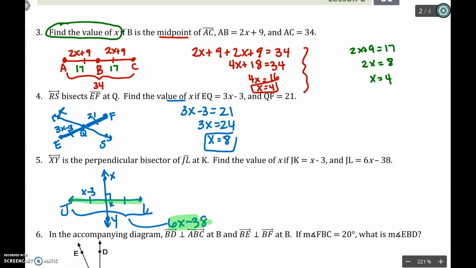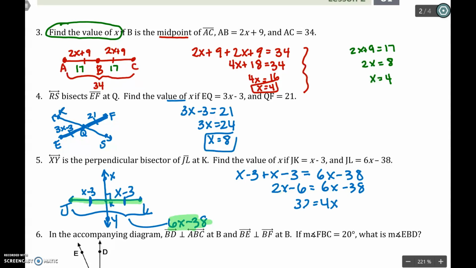All right, so we're going to do something just like we did on number 3. If I know that this is x minus 3, I know this would also be x minus 3. And if I were to add the two parts together, that would equal the whole. So adding x minus 3 and x minus 3 should equal the entire length of the segment, which is 6x minus 38. And then again, just like all the others, we're going to solve the equation. So I'll combine like terms. I'm going to subtract the 2x from both sides. I'm going to add the 38 to both sides, and then I'm going to divide by 4. And again, I've skipped quite a few steps because we are in a higher level of math, but if you do need to show all that work, then please feel free to do it.